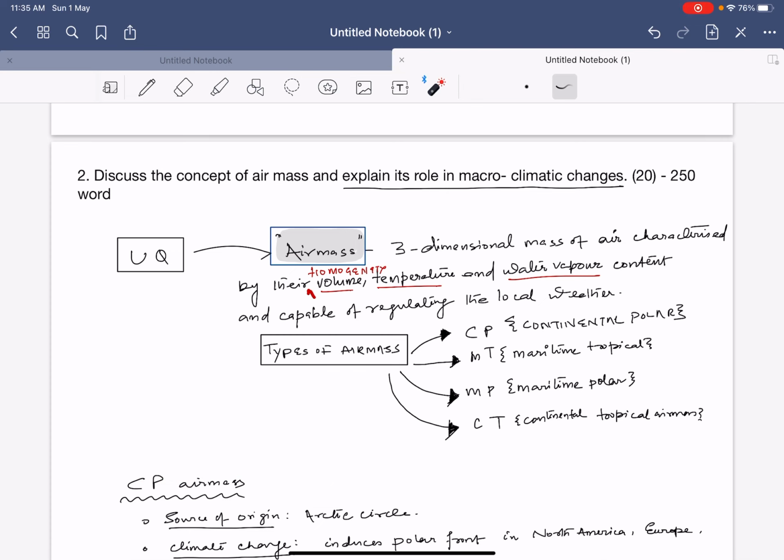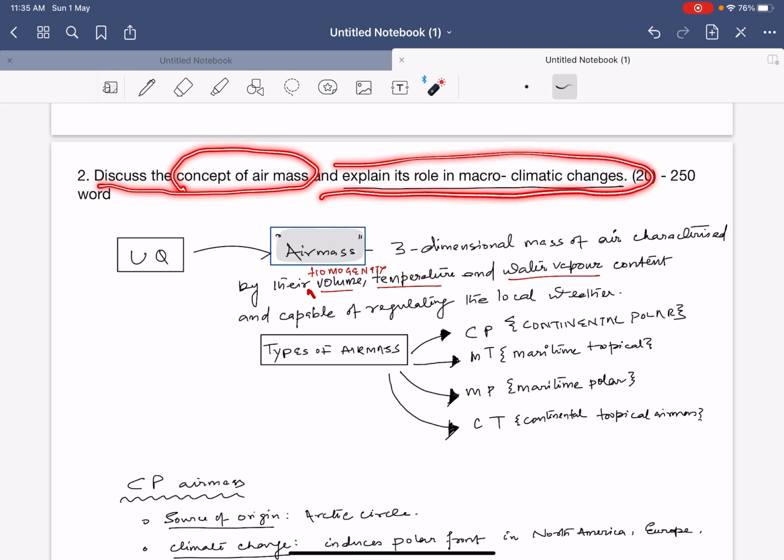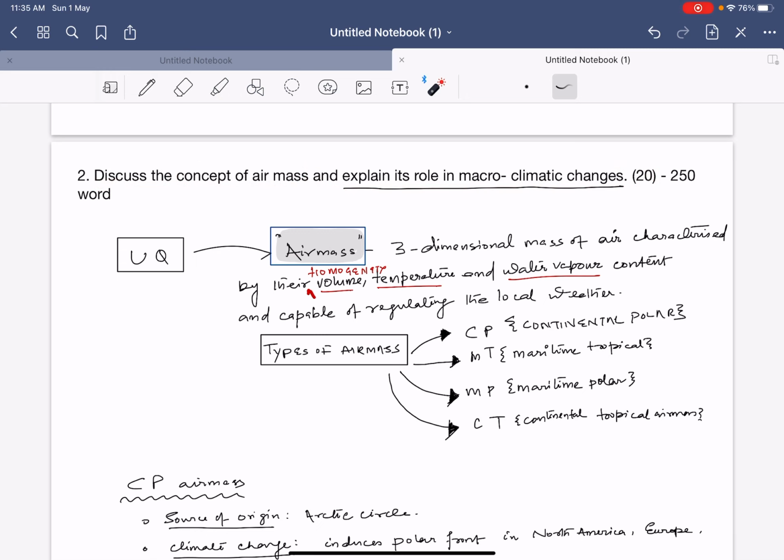Now, this question has two parts. Discuss the concept of the air mass and explain its role in the macroclimatic change. So when I am discussing the concept of air mass, first I need to know what air mass is, so that I'll be writing this as the definition of the air mass. Then I need to know the types of air mass. The types of air mass are continental polar, maritime tropical, maritime polar, and continental tropical. The air masses are named so from the source from which they originate.